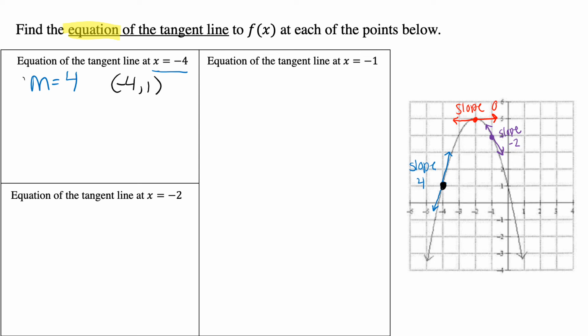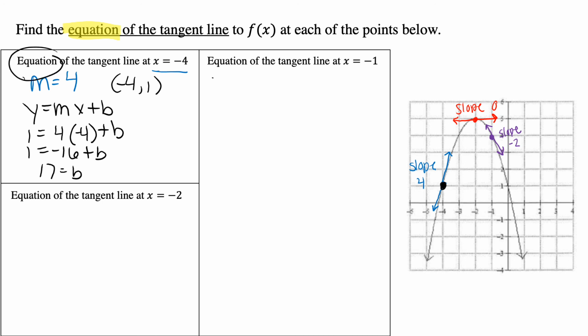So from here we want to use our y equals mx plus b and actually plug in for x, y, and m. So I'm going to plug in our 1 for y equals 4 times -4 plus b. So I get 1 equals -16 plus b. So adding 16, I get 17 equals b. So the equation of the tangent line, that blue line that we drew in earlier, is actually y equals 4x plus 17. So if we continued that blue line on, we would get 4x plus 17 as the equation.